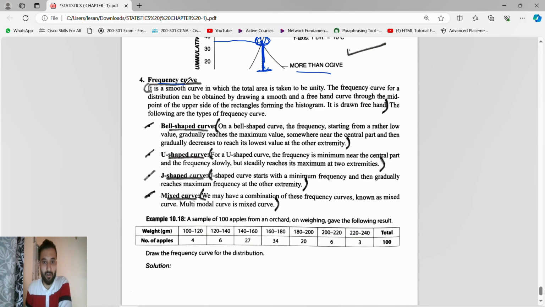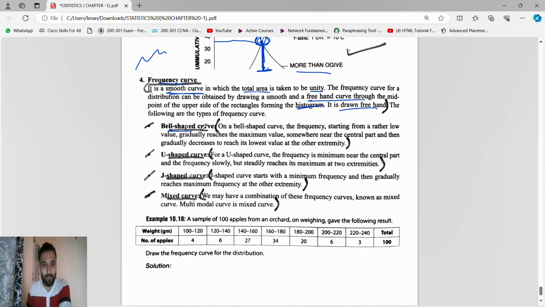Now the frequency curve. How will we make the frequency curve? By a smooth curve. See, it is a smooth curve. For the frequency curve they will take the total area to be unity. The frequency curve for a distribution can be obtained by drawing a smooth freehand curve through the midpoints of the upper sides of the rectangles forming the histogram. From the histogram it is called a freehand diagram. The frequency curve is called a freehand diagram, the smooth curve.